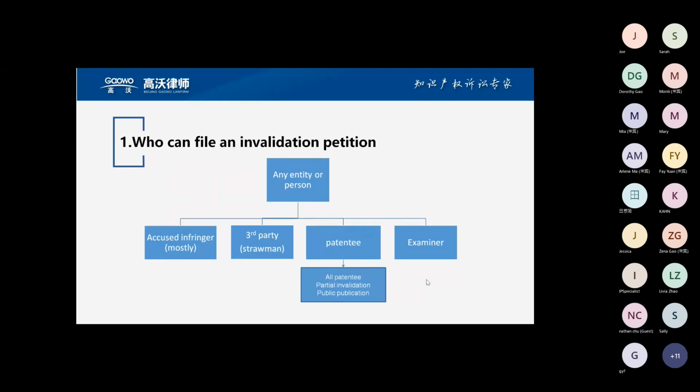Another requirement is that the patentee can only file a partial invalidation against his own patent. He cannot invalidate all the claims. Another requirement is that the patentee can only use the publication as the evidence to invalidate his own patent. In more rare cases, the examiner can also file an invalidation request, but it's not in most cases. Okay, let's move on.